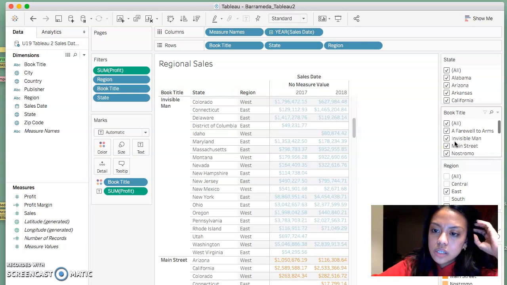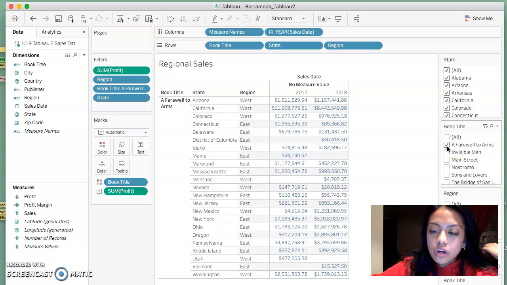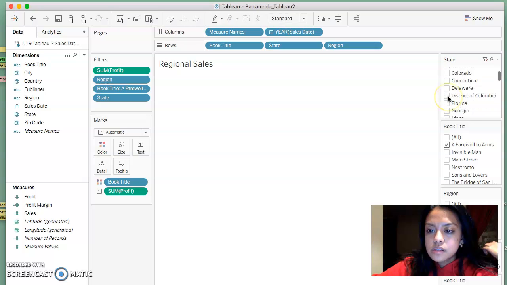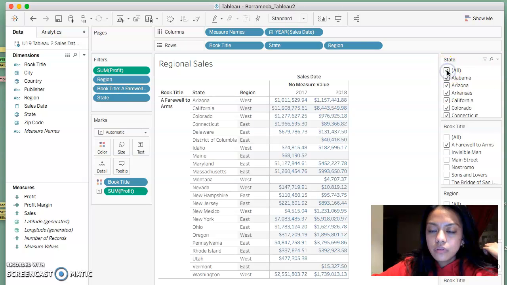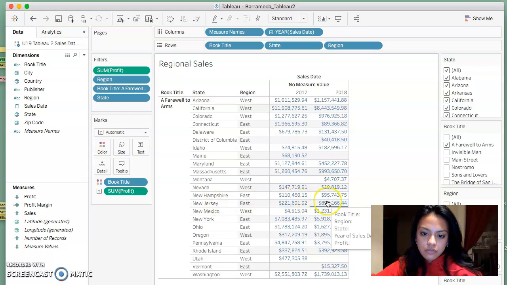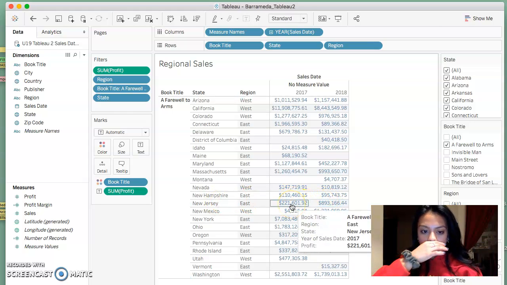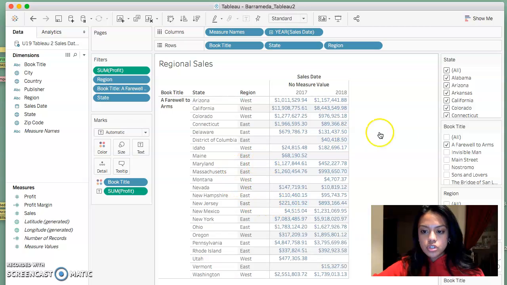And over here you can see which book titles. Say you just want to look at A Farewell to Arms, and then for the state you want to see which state, let's say we'll look at Florida. One second. Let's go all, yeah, look at that, and then you're able to hone in and see which state had what profit depending on what year, 2017 versus 2018, and which region they are in.